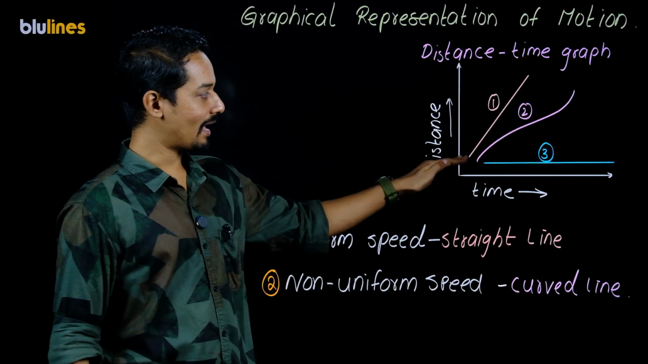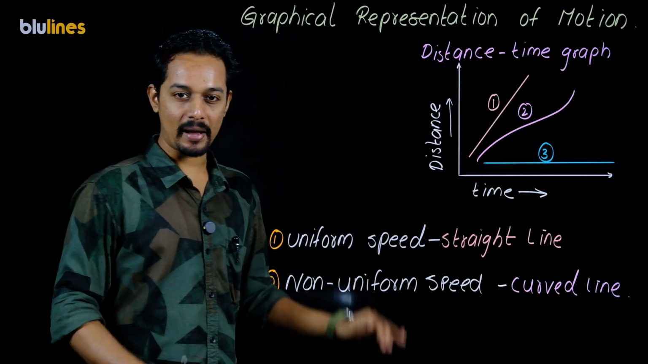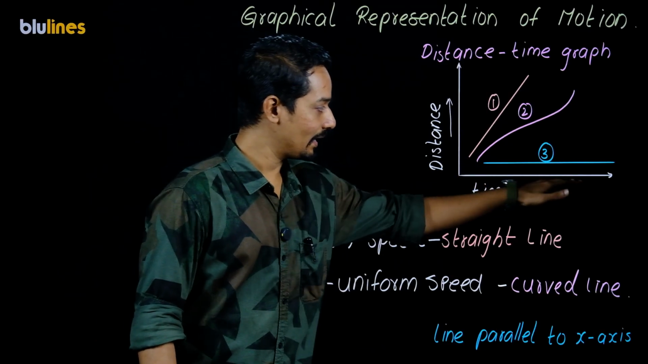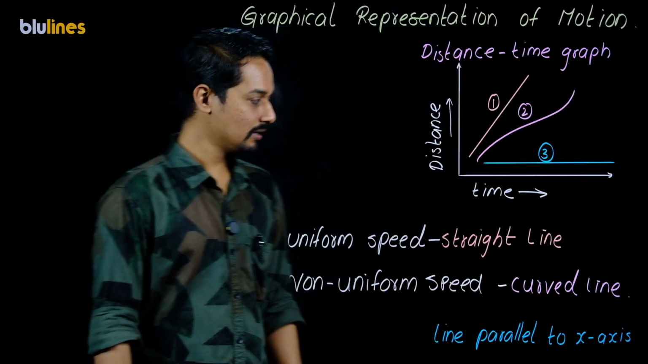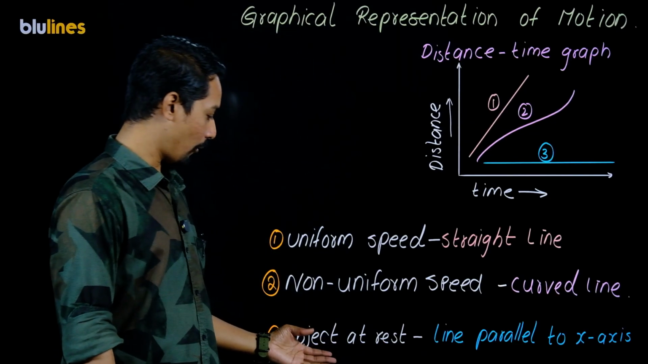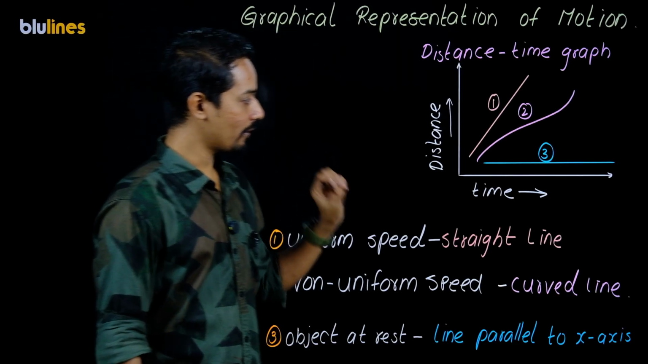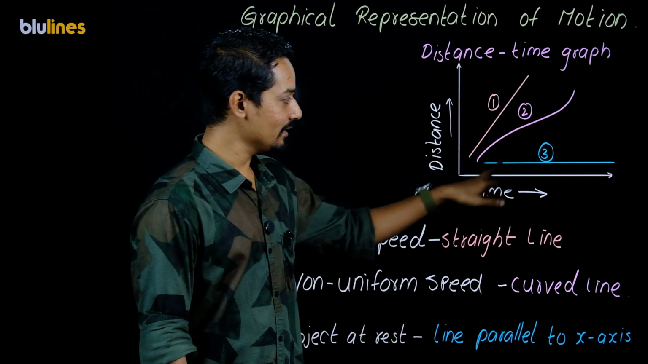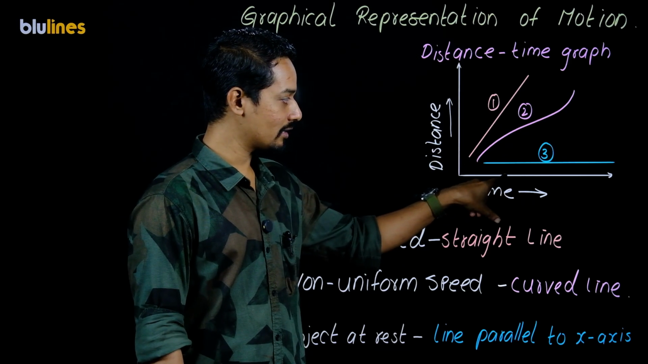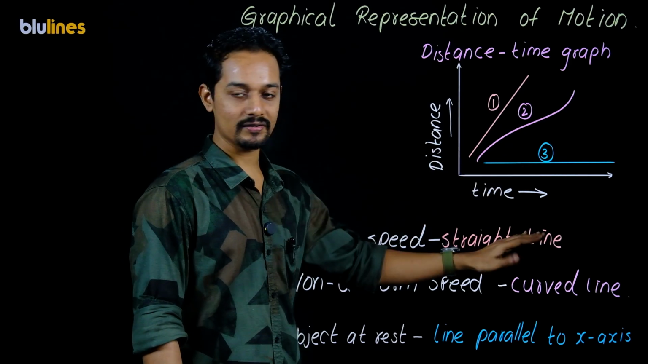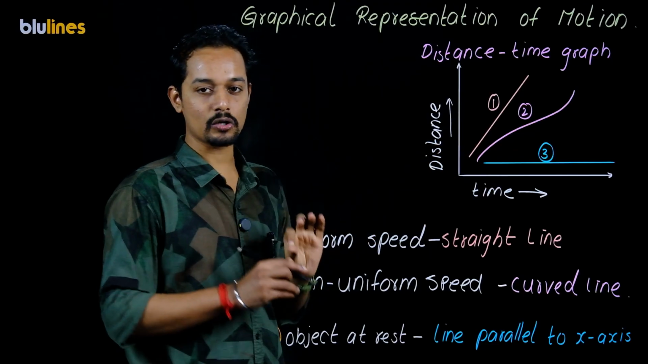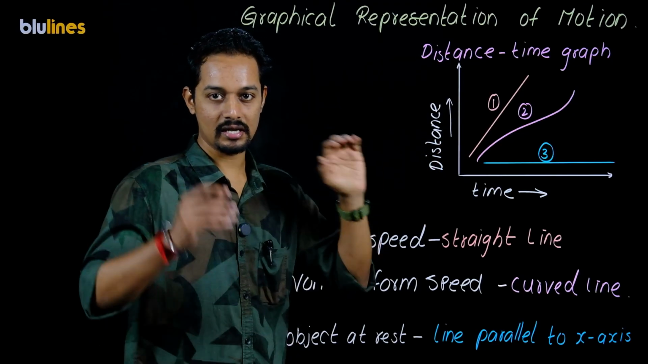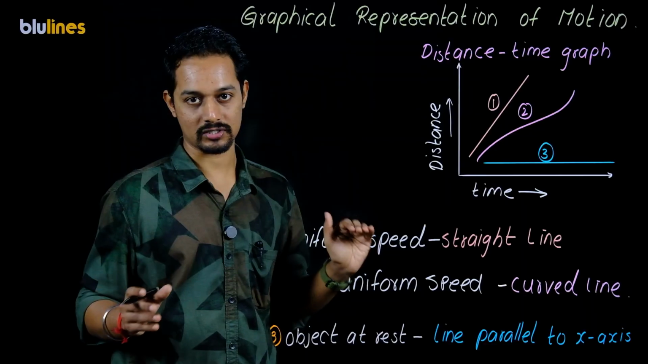And the third case, we have a straight line that is parallel to the x-axis. So what does it represent? This represents a body which is at rest. What is the meaning of it? At each and every point of time, let's say at 2 seconds, 3 seconds, 4 seconds, 5 seconds, the distance is not changing. The distance is fixed. It is as saying that the body is at rest.